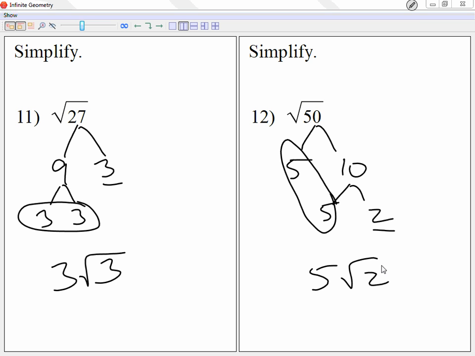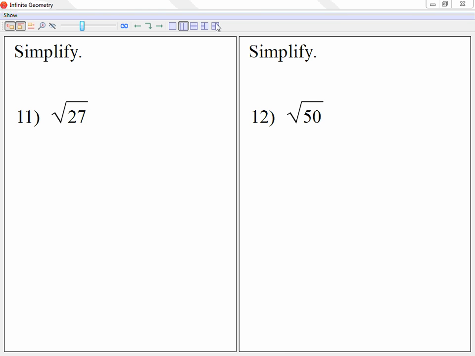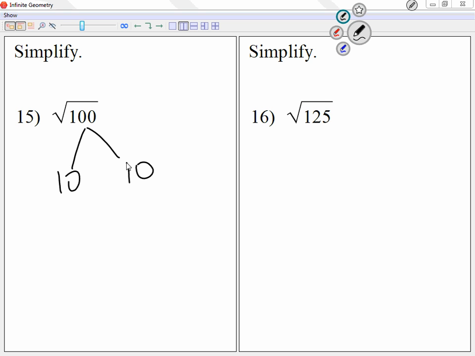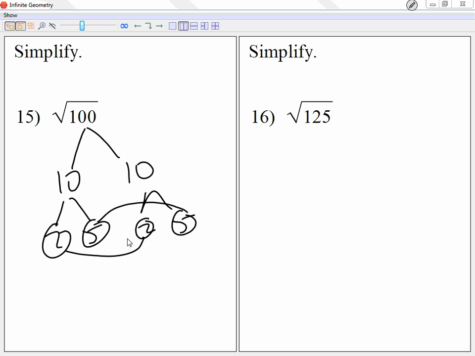Which one? 15? All right, let's take a look at 15. Now I'm going to ask you guys, give me any two numbers that multiply equals 100. 10 and 10? I know we can split the 10s as 2 and 5. As a matter of fact, let me split them up: 2 and 5, 2 and 5. So these 2s are one group, and these 5s are another group. I have two groups, so I said multiply. How much is 2 times 5? 10. There's no singles, so there's no radical.